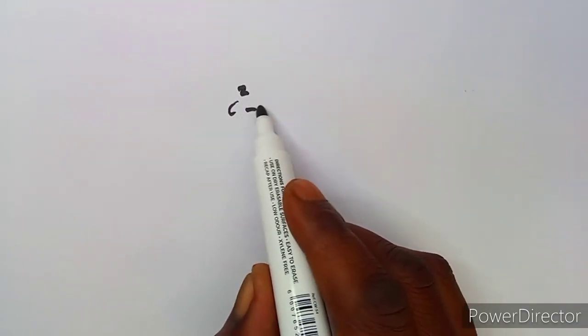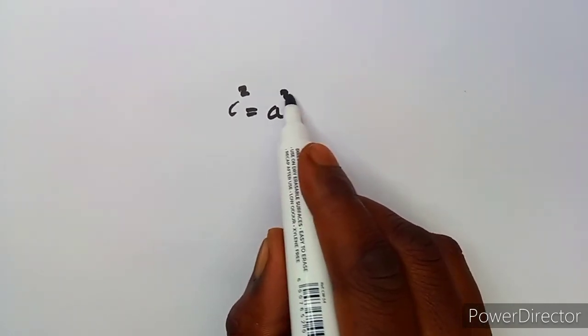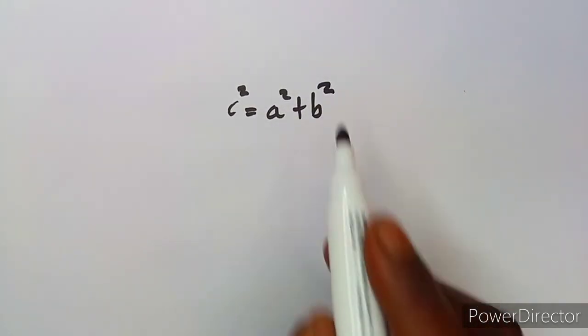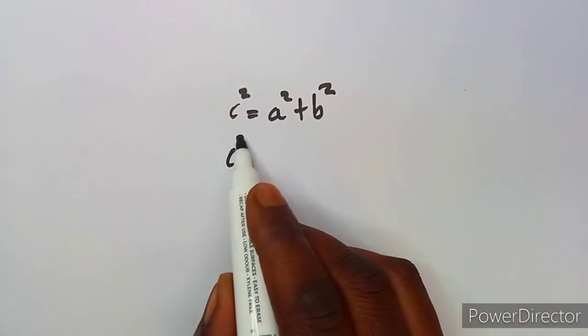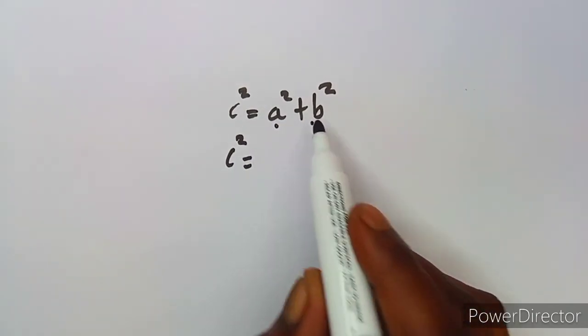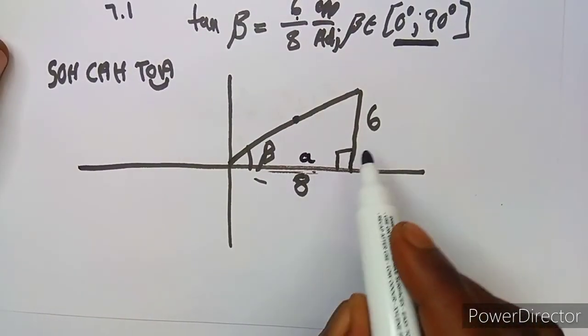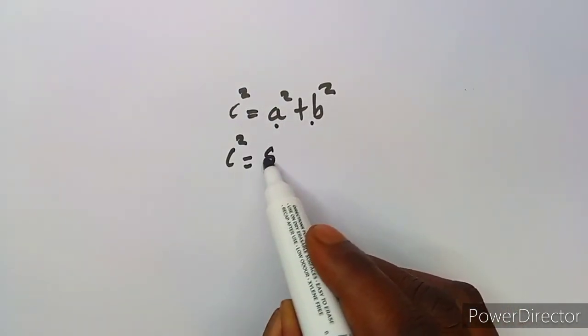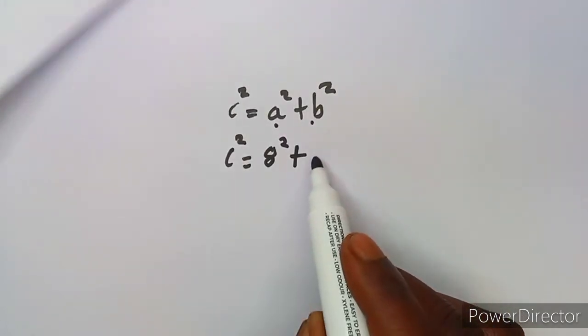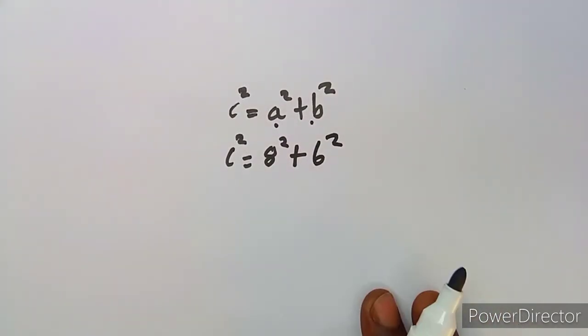All right, so let's start by calculating that side. If c squared is equal to a squared plus b squared, our c in this case is the hypotenuse, the one that we want to calculate. So c squared is equal to a and b. These are the shorter sides, so you can say this is your a, this is your b. So you're going to have 8 squared plus another side, which is 6 squared. Let's see what you're going to have.